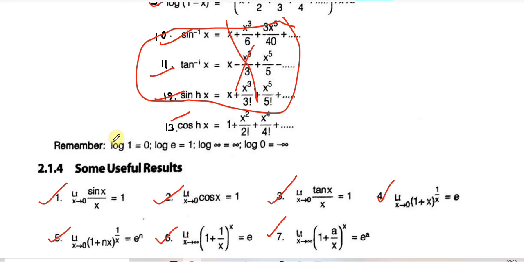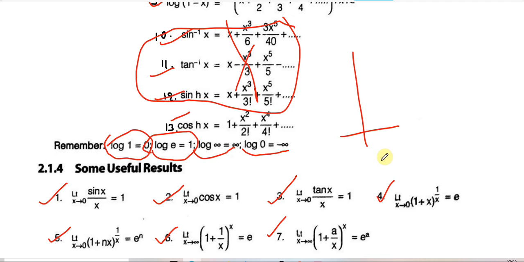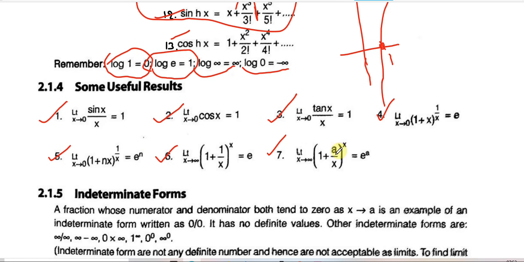And one more thing: log 1 is 0, log e is 1, log infinity is infinity, and log 0 is minus infinity. You don't need to remember these, you can simply plot the graph. You know the graph of log x. At x equal to 1 it gives 0, at x equal to infinity it gives infinity, and at x equal to 0 it gives minus infinity. So these are some standard results.